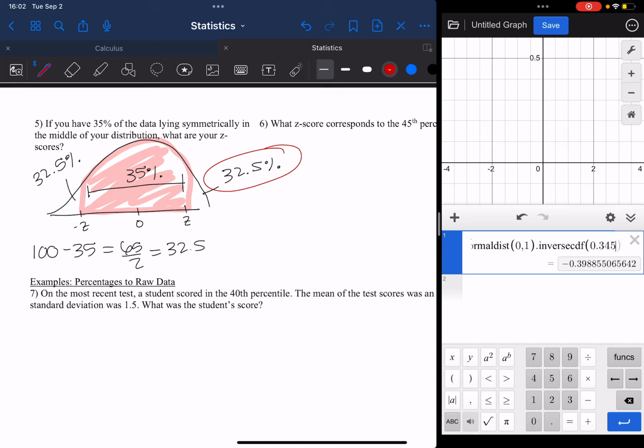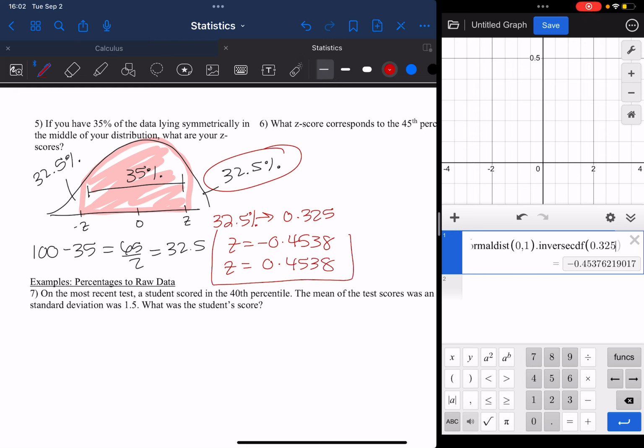So if we turn that into a decimal, 32.5 percent is going to be 0.325. If I plug that in, 0.325, I know I'm going to get a z-score of negative 0.4538 and also a z-score of positive 0.4538 as my answers. Because I know I'm going to be in between, I have to have two different z-scores, one on the positive side, one on the negative side.